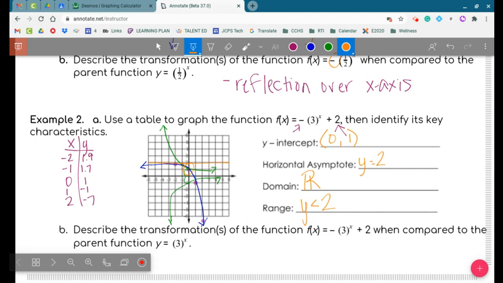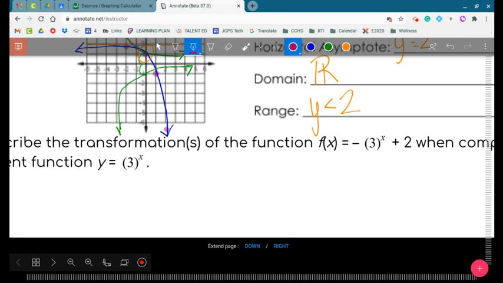Okay, the next one says describe the transformation of the function f of x equals negative 3. So we kind of talked about this. The first thing that happened was because of this negative, and that was a reflection over the x-axis.